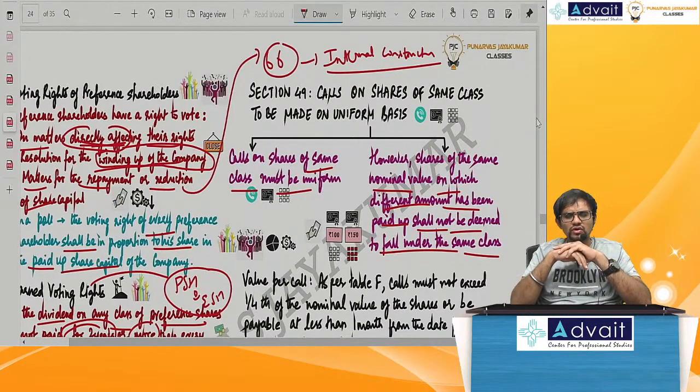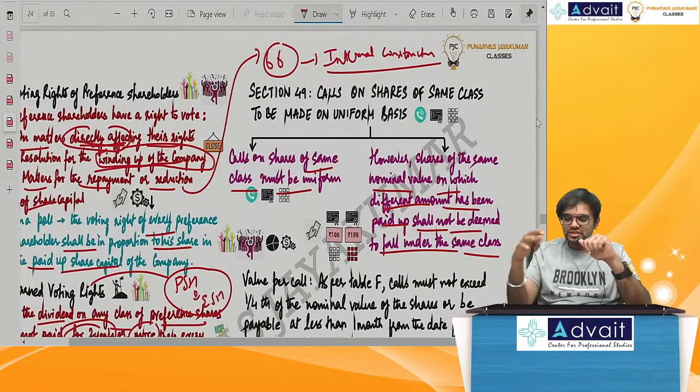So I can make call money of equity shares, but if there are, let's say, equity shares of 10 each, 8 paid up, and equity shares of 10 each, 5 paid up, and different amounts have been paid up, then they are considered to be different class. You cannot say, sir, both are equity shareholders. No, because the amount paid up is different. So since the paid up values are different, the other parts also we need to keep in mind.